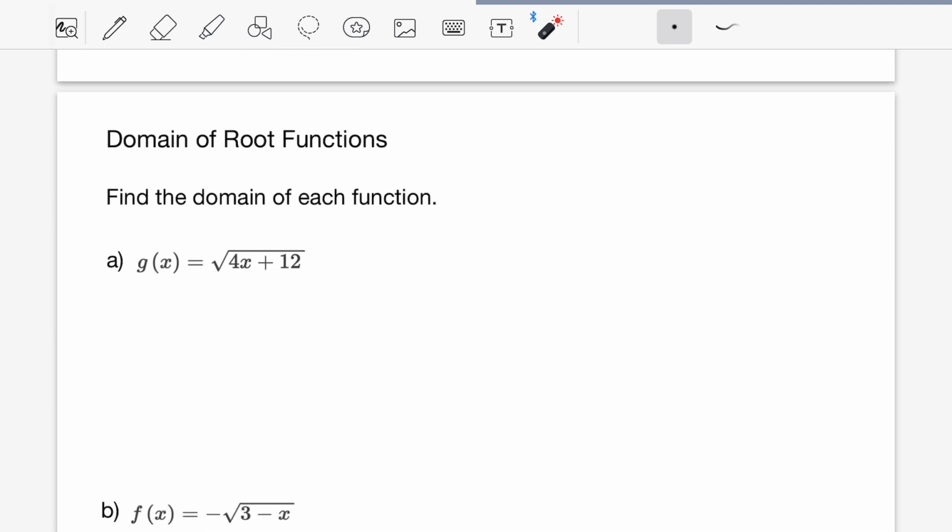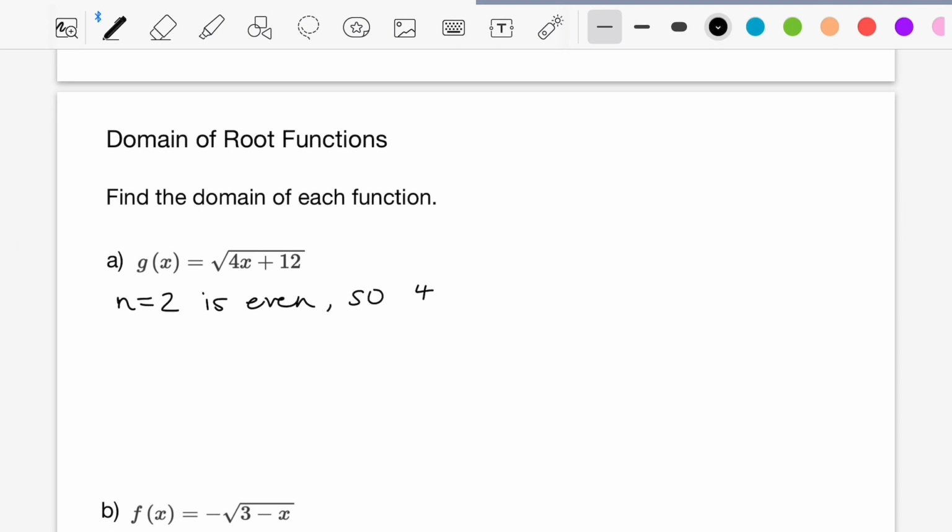So looking at these functions here, we first want to find the domain of this one. Now we're looking at the square root here, so that means this power n is equal to 2, and this is even. So this tells us that the expression under our square root has to be greater than or equal to 0.